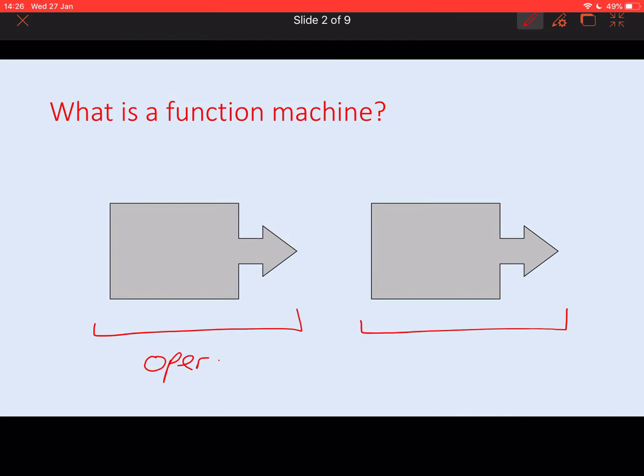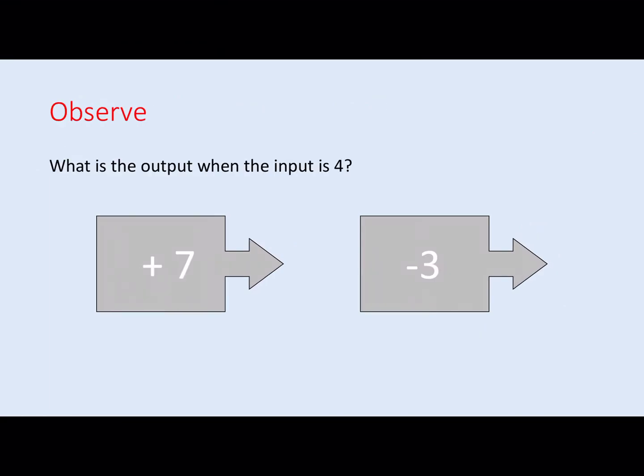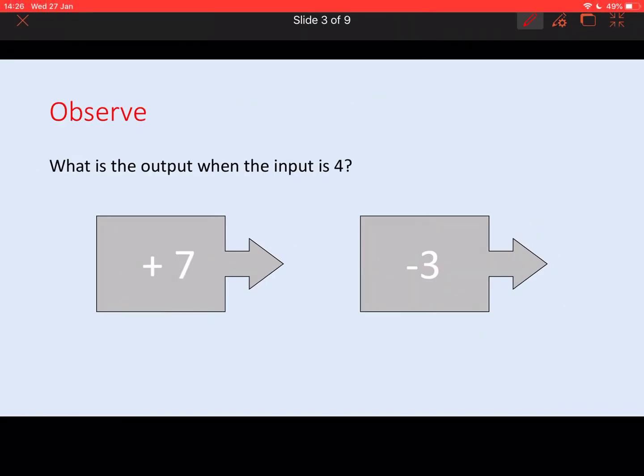Now, when we have a function machine, remember, we have an input. We do some operations to them. So in the two-step function machine, we have two operations here and here. And then we have our final result, which is an output. So when we have a two-step function machine, we're going to have two operations here and here.